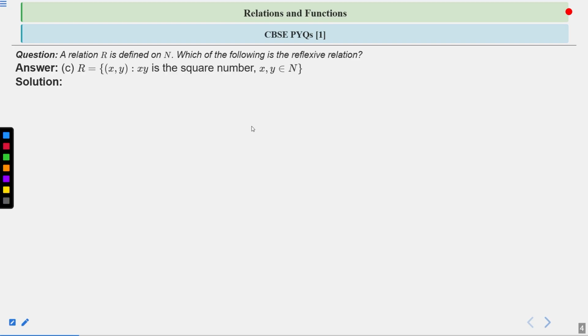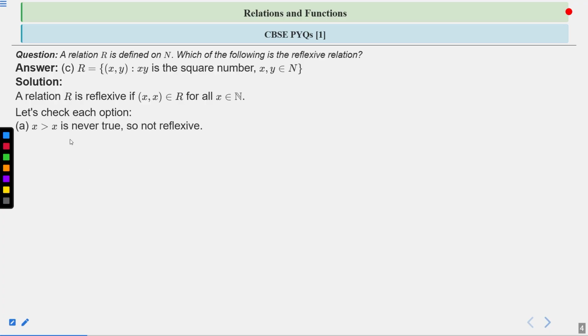Okay, let's move to the solution part. A relation R is reflexive. We have discussed the condition for reflexivity: a relation R is reflexive if (x, x) belongs to R for all x belonging to natural numbers. If this condition is satisfied, then we can easily say that the relation we have defined is a reflexive relation. So let's check each option.